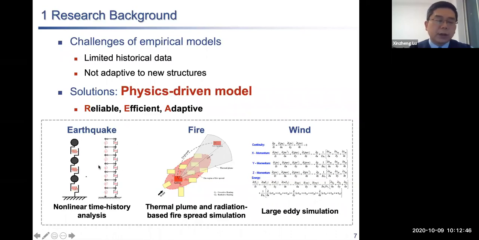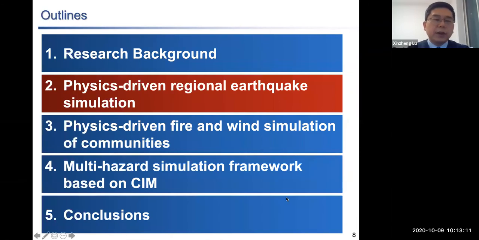And today I will talk about three disasters and their corresponding physics-driven models. For the earthquake, we use nonlinear time history analysis at a city scale. For fire, we can use the thermal pump and radiation-based fire suppression model. And also for wind, we can do large area simulation to simulate the wind flow at the community scale. Okay, so first we are talking about the physics-driven regional earthquake simulation.